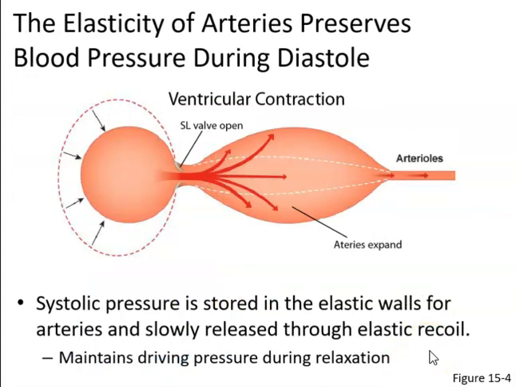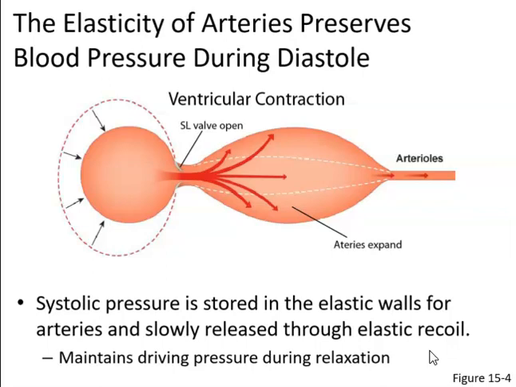So the elasticity of the arteries, that characteristic of the arteries, helps preserve blood pressure. Here we can see the blood pressure being preserved during diastole. We know that ventricular contraction is the force that creates the continuous blood flow through the cardiovascular system. As blood is under pressure, it is ejected from the left ventricle, and then the aorta and arteries expand to accommodate it.